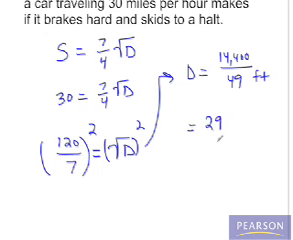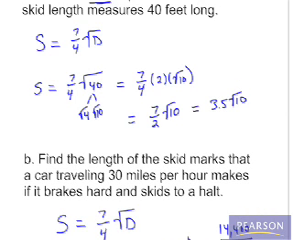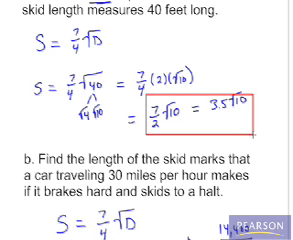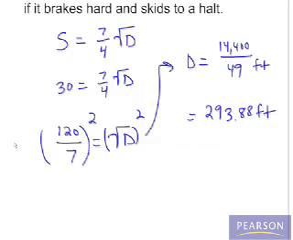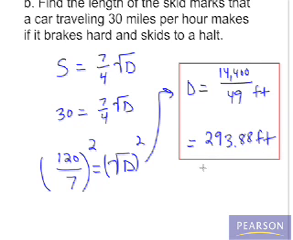or you could also convert this to a decimal, and we get 293.88 feet. So part A, final answer, one of two correct forms, 7/2 times the square root of 10, or 3.5 times the square root of 10. And part B, you could either write it as 14,400 over 49 feet, or you could write it as 293.88 feet.